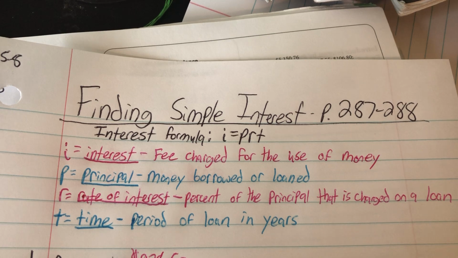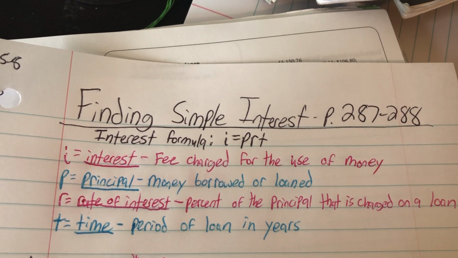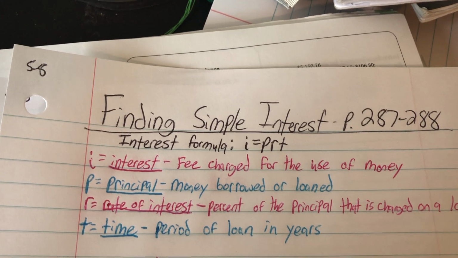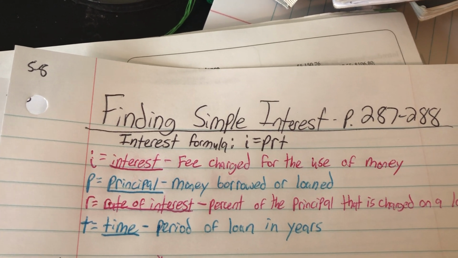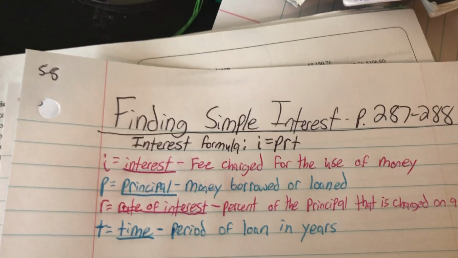And then T stands for time, which is the period of a loan in years. So let's say you've got a year to pay it back. That T would be 1 for 1 year. If you've got 5 years to pay it back, that T would be 5 for 5 years. If you've got half a year, 6 months, then it would be 1/2 or 0.5 for half a year.